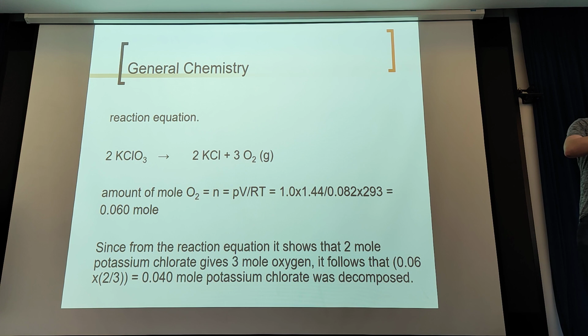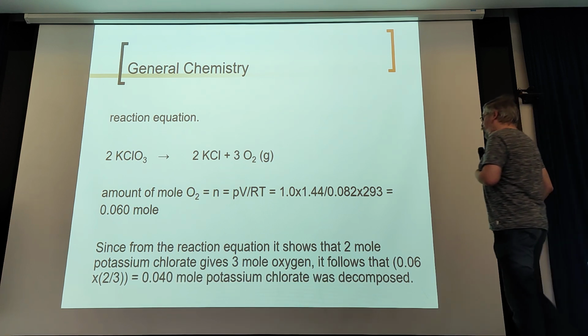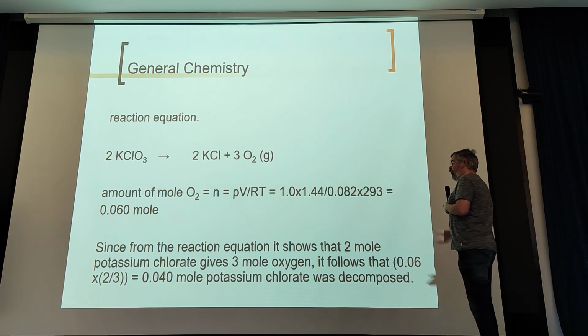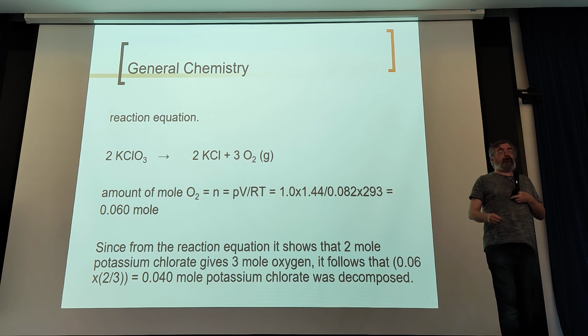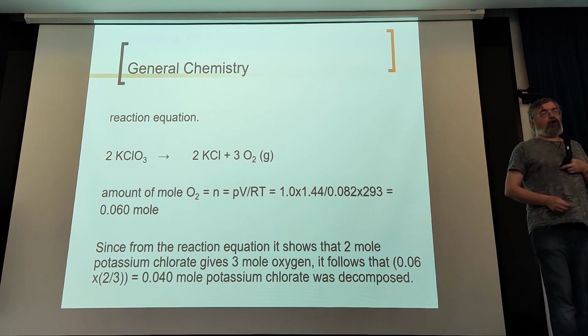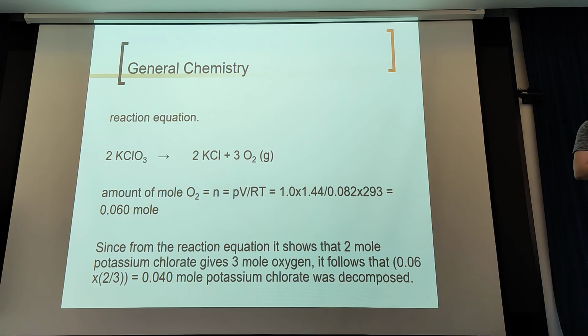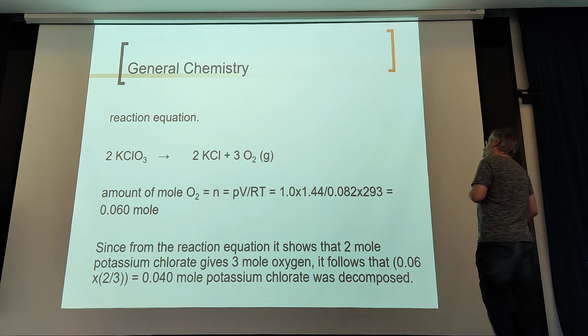you need 40 millimoles of potassium chlorate. The same ratio of 2 to 3 we apply to the 60 millimoles. And then we arrive at 40 millimoles. So you have to multiply by a factor of 2/3 to come from 60 to 40. And 2/3, that's exactly the ratio that we have in this equation.